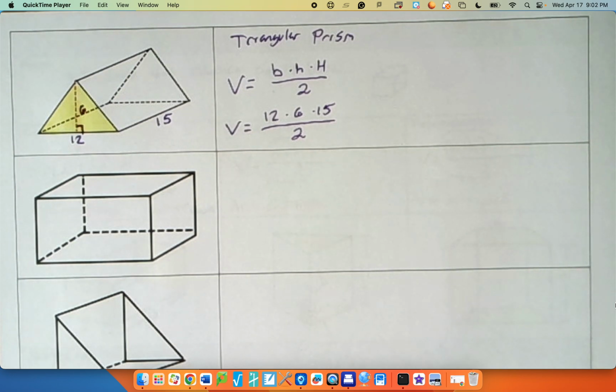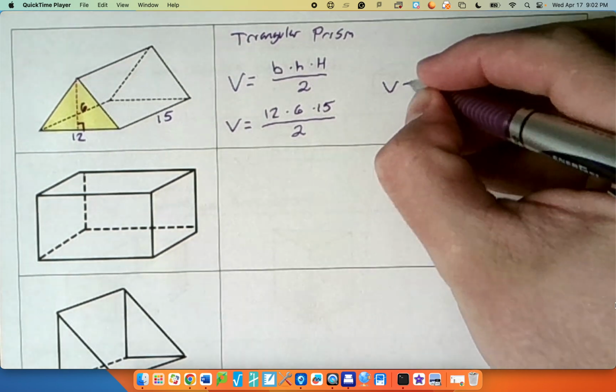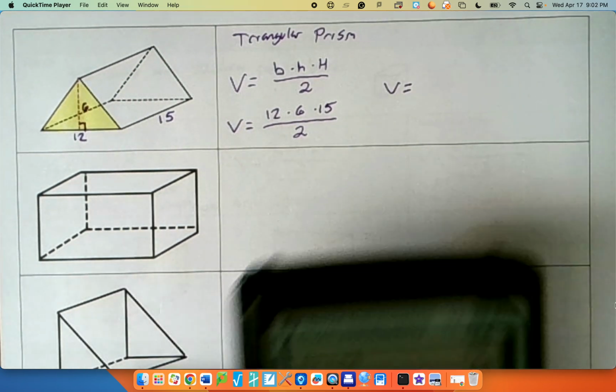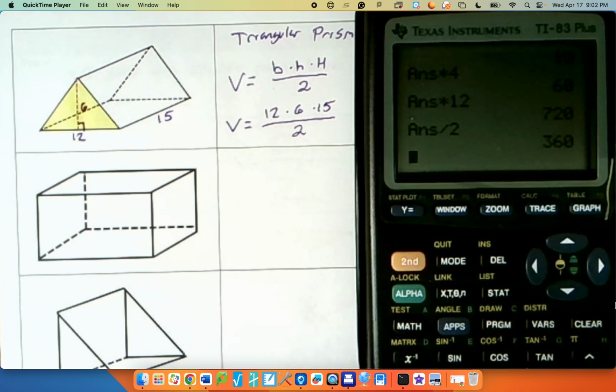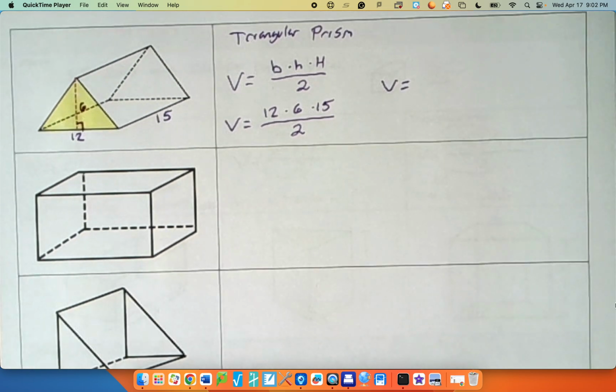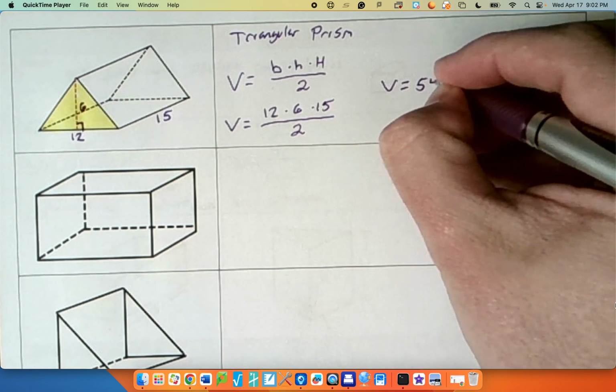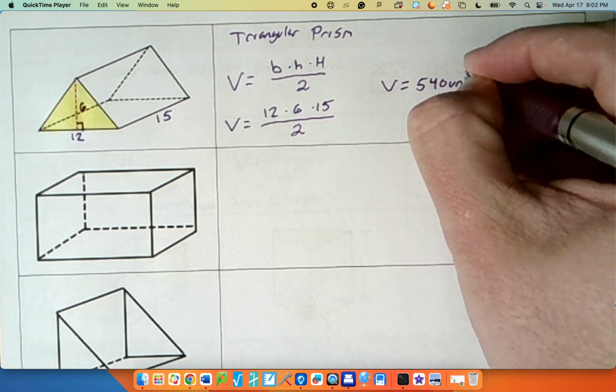Doing it one step at a time, what I like to do is everything on the top. So I do 12 times 6 times 15, and then I divide by 2. Our answer ends up being 540 units cubed.